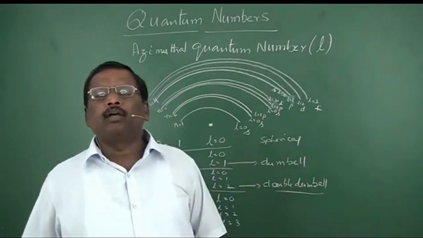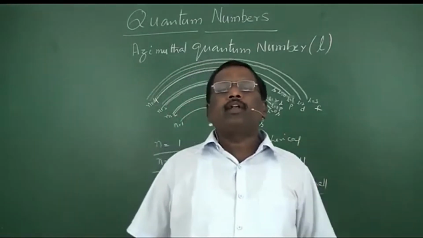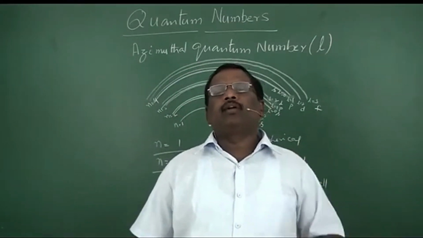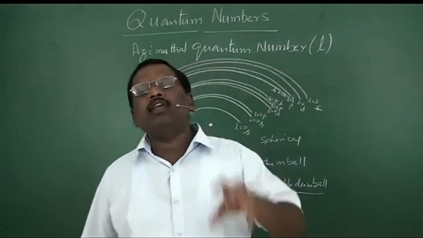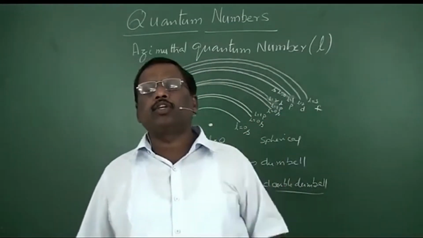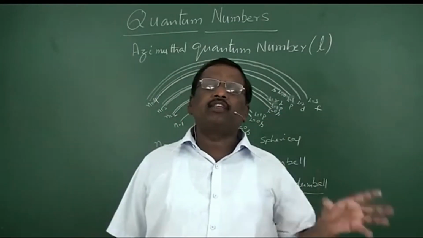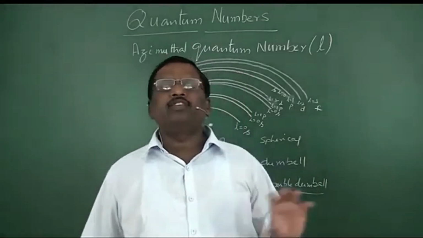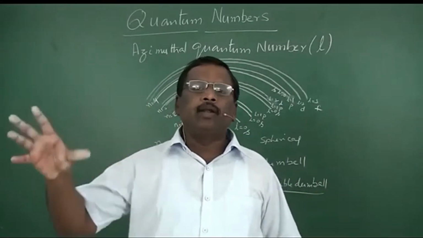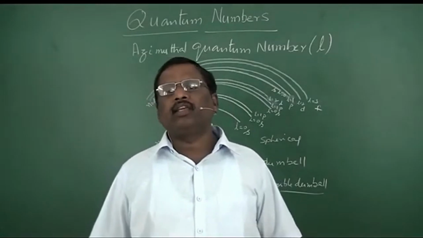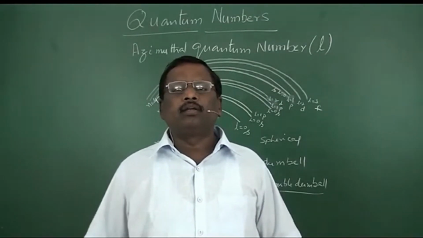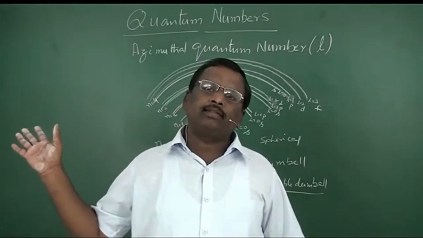And this quantum number is also called the angular momentum quantum number. And this quantum number will explain to us the shape of the orbital. If L is equal to 0, it is spherical in shape. If L is equal to 1, it is dumbbell in shape. If L is equal to 2, it is double dumbbell shape. And L is equal to 3, that is f orbital, it has a complicated shape like this.